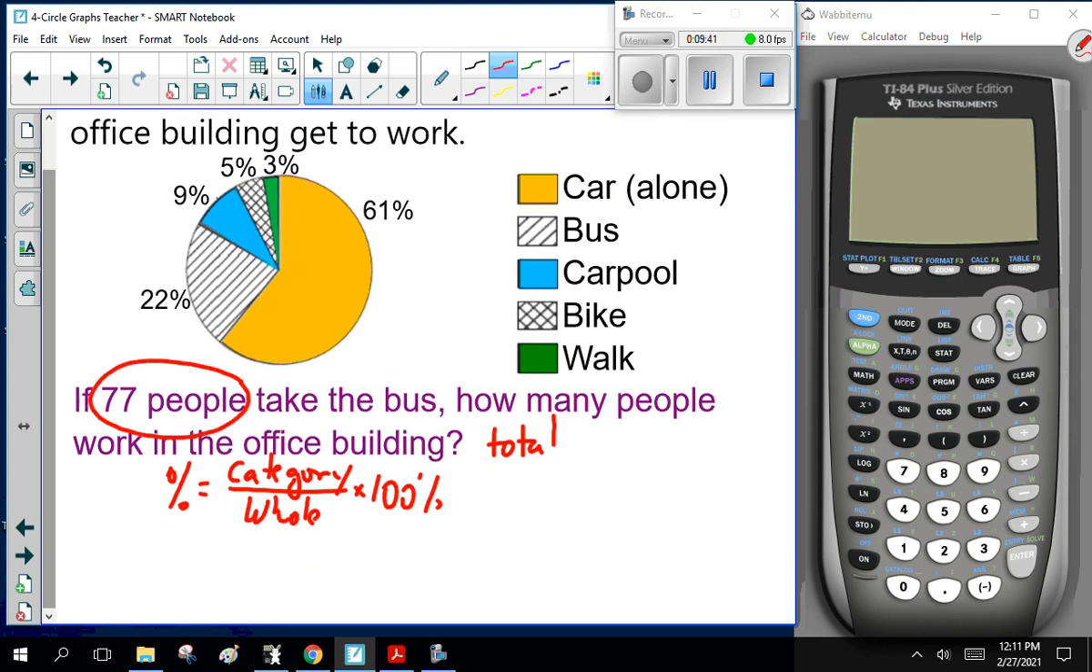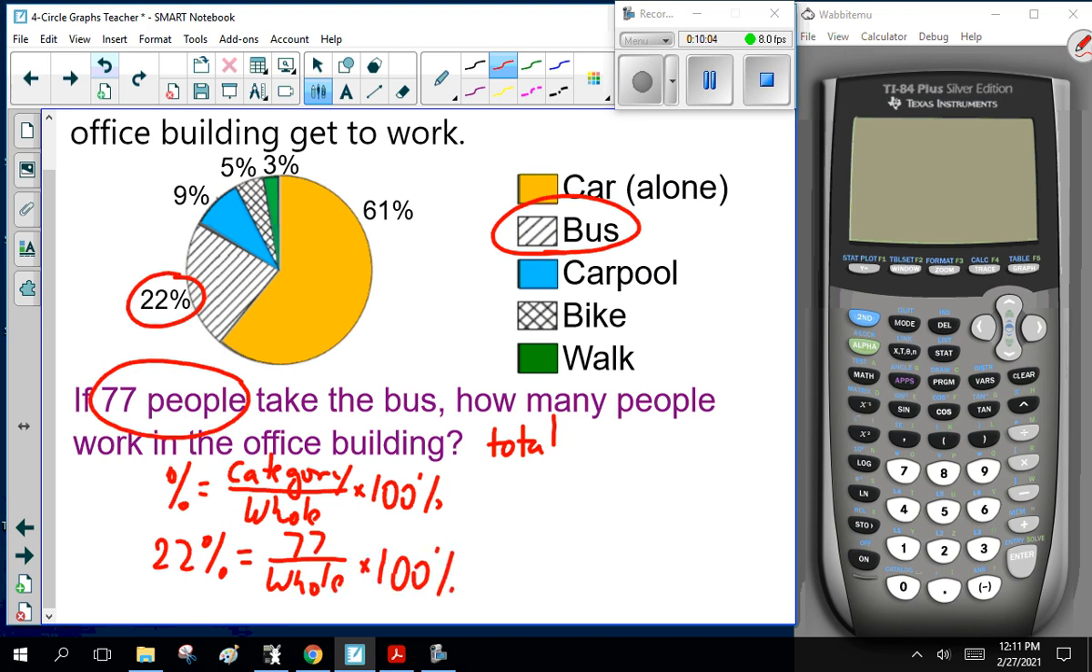So, how many people take the bus? Well, the bus is the shaded stripe, which is 22%. So 22%. How many people in the category? 77 over whole. So you have to solve this for the whole, the total. So 22% equals 77 divided by the whole times 100%. Well, we've got to get whole all by itself. There's a couple ways to do this. My first thought, this is times 100%, so divide both sides by 100%.